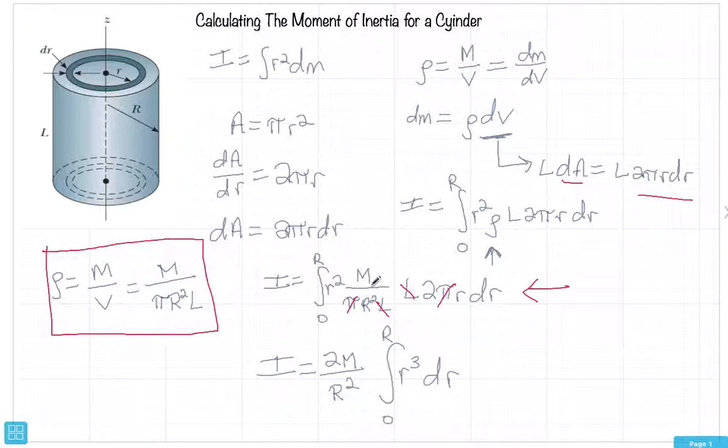Capital M is constant. Capital R is constant because it's the radius of the cylinder. And then this 2 we can pull out, and then we can simplify this to look like this: the moment of inertia for this cylinder rotating about its center should be 2M over R squared times the integral from 0 to R of r cubed dr. And I'll show that on the next page as well.